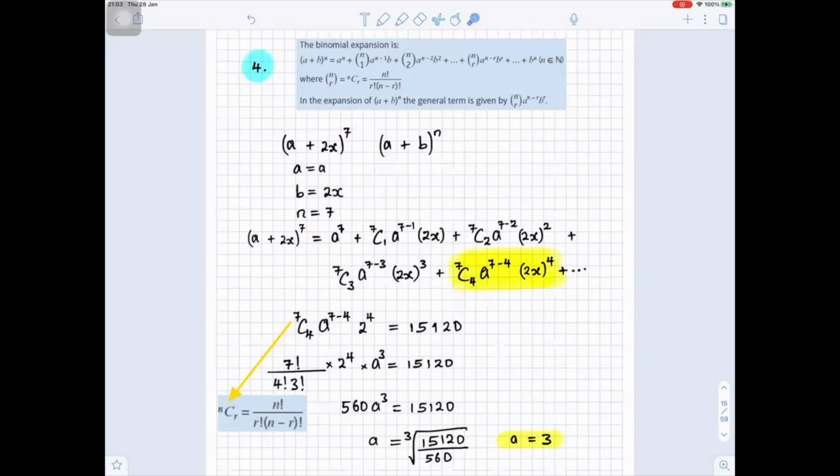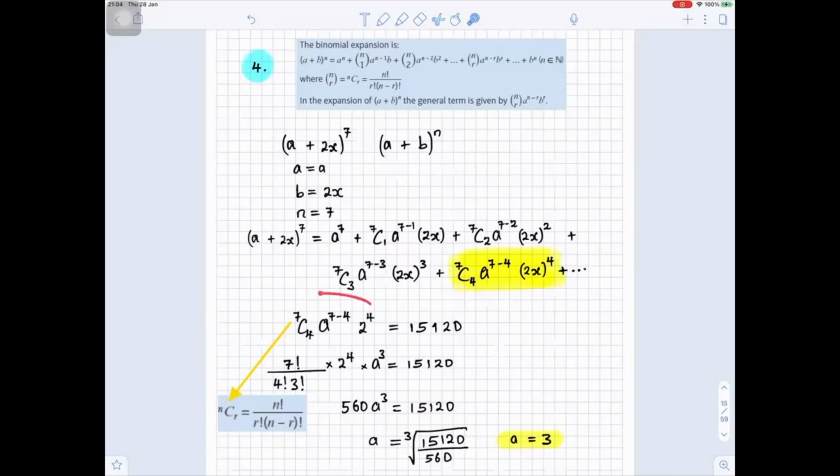So (a + 2x)^7 gives you a^7, which is your a^n there, plus 7C1 a^(7-1) times 2x, which is your b, plus 7C2 a^(7-2) times (2x)^2, plus 7C3 a^(7-3) times (2x)^3, and then plus 7C4 a^(7-4) times (2x)^4, and that is the one we want, the one I've colored in yellow.